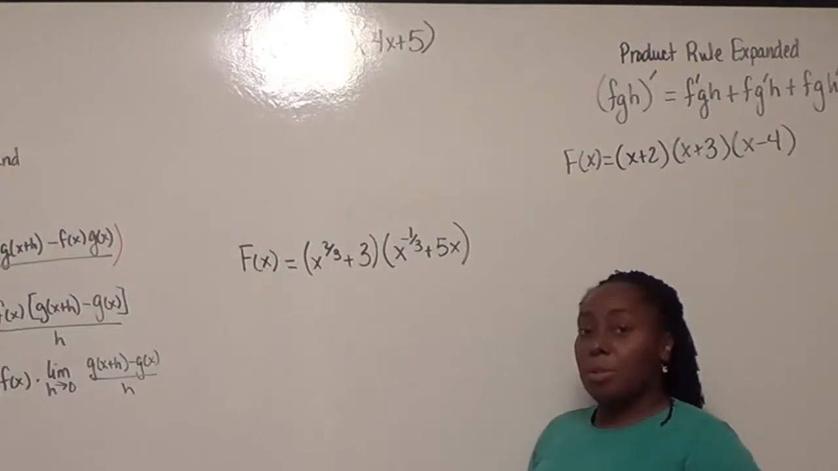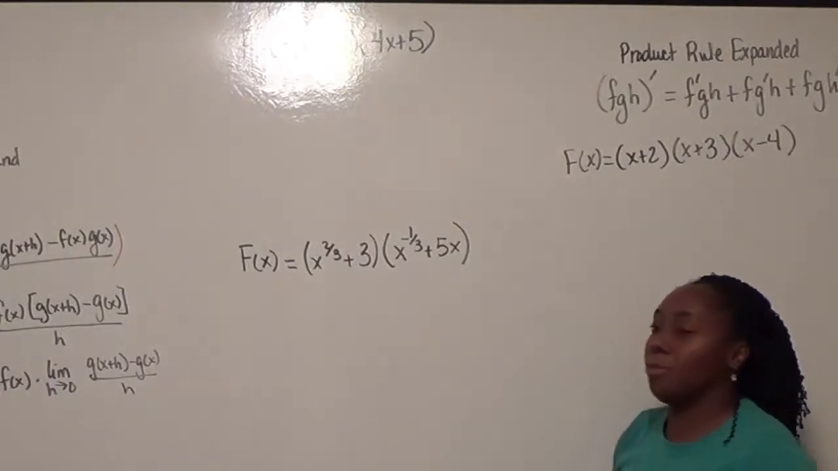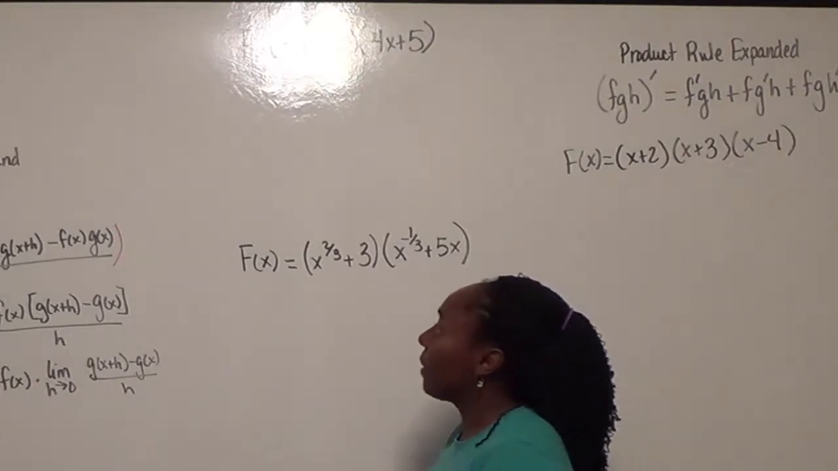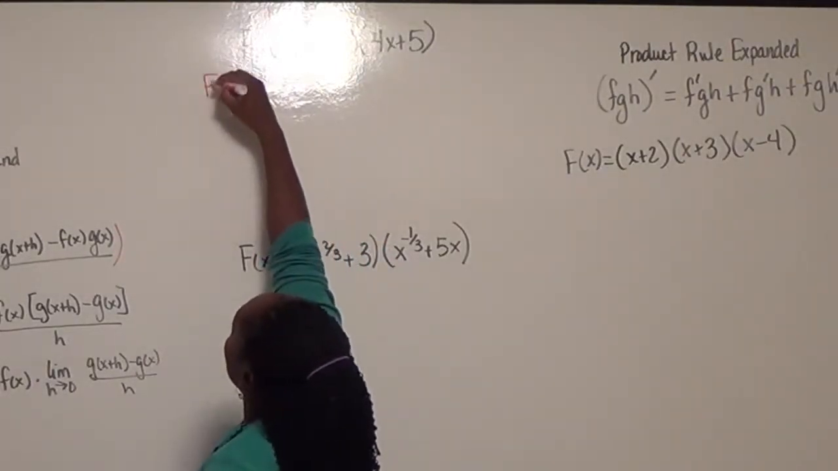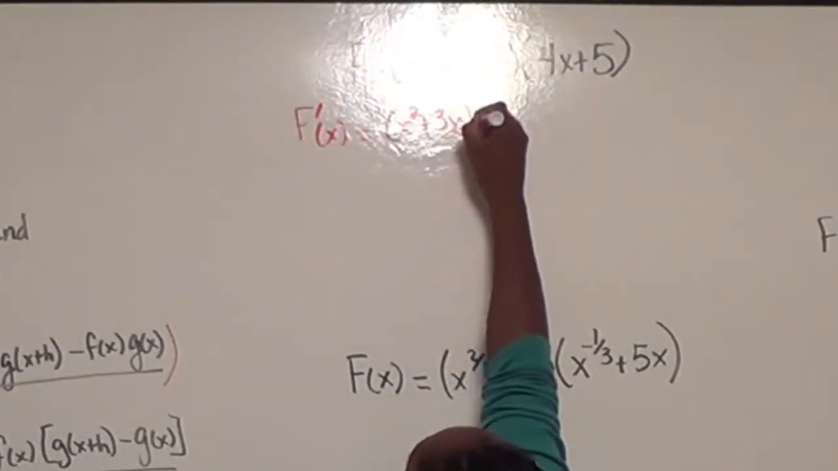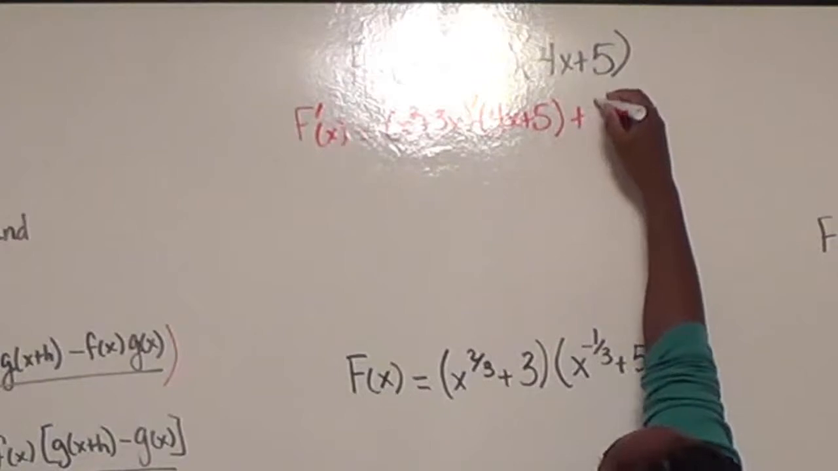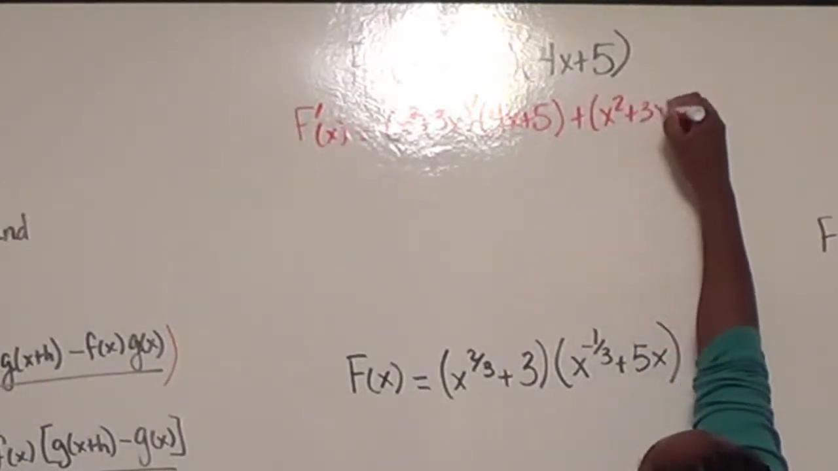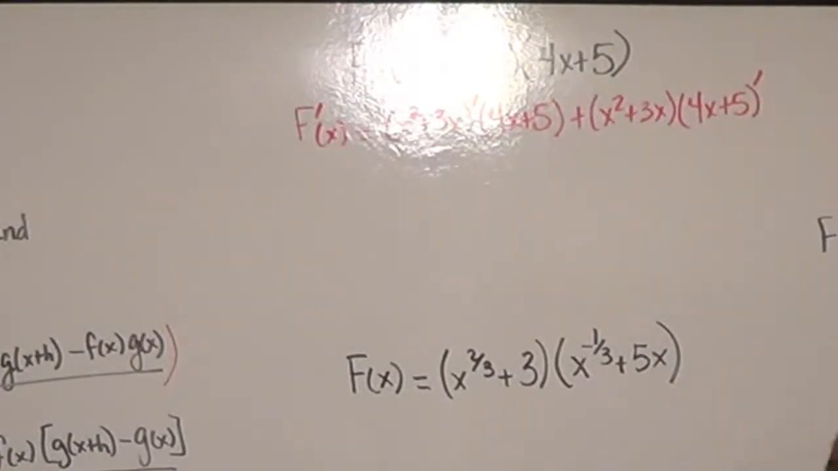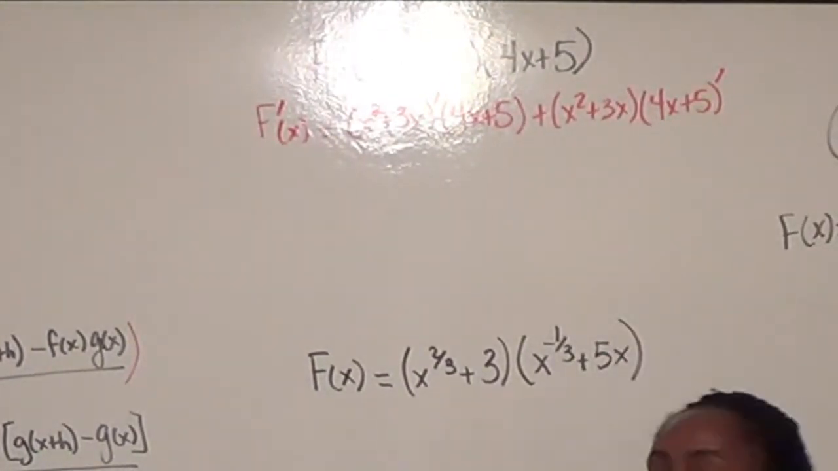So let's look at two examples. In this first example, I've got a function x squared plus 3x and another function 4x plus 5, and I want to find the derivative of their product. This product rule tells me I'm going to take the derivative of the first term multiplied by the second plus the first times the derivative of the second. We can use the prime notation or the Leibniz notation to denote this. In this case, I'm using the prime notation.